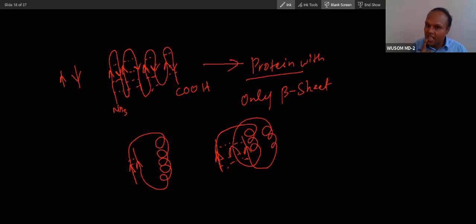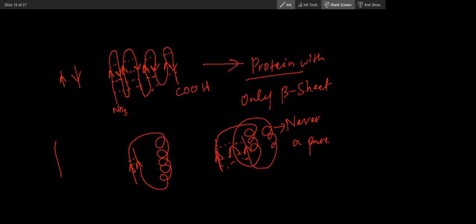So a parallel beta sheet will always have a combined alpha and beta. A parallel beta sheet is never pure. Parallel is never pure. Did you understand this? Yes, sir. So this will fold like this.